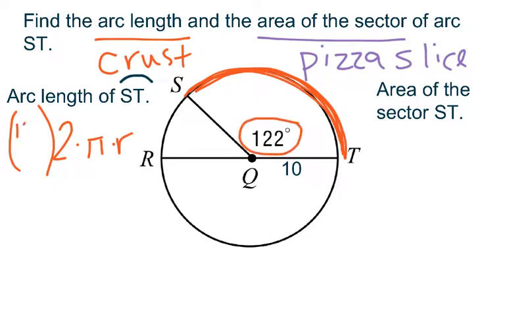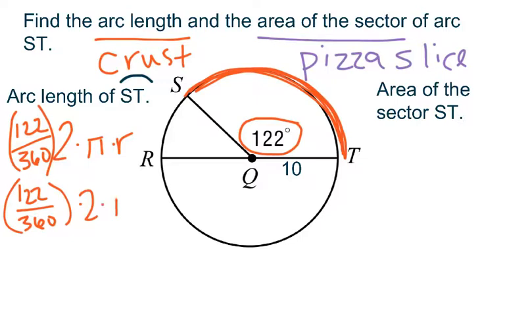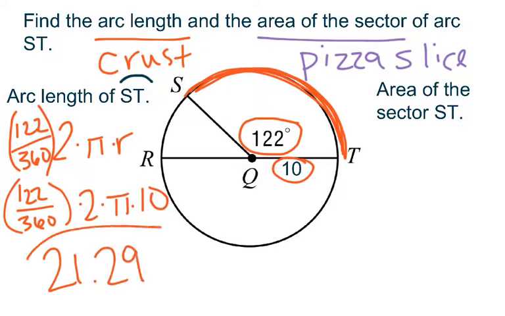So it's 122. And remember, that's out of 360, because that's what circles are out of. So we got 122 over 360, that's a fraction, times 2 times pi, and the radius is right here, it's 10. So all you gotta do is put all of that in your calculator, and I would round to at least 2 decimal places if it doesn't tell you what to round to. So I got 21.29. So that is the length of ST. Okay.